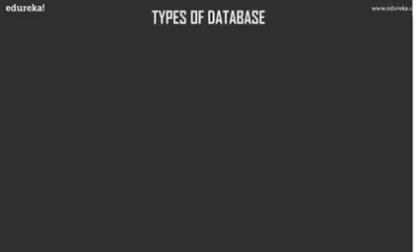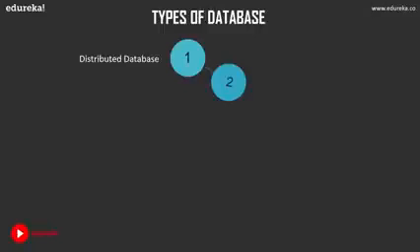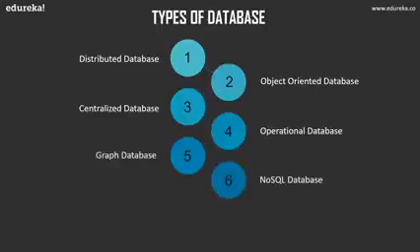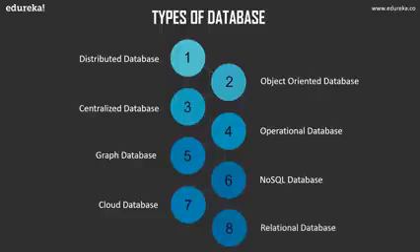Next, I'm going to talk about different types of databases. There are different kinds of databases that are in use today. And these databases are classified based on capabilities, features, functionality, size, and performance. So few of them are distributed database, object-oriented database, centralized database, operational database, graph database, cloud database, NoSQL database, and finally, relational database. Among these databases, the two popular types that are widely used are first one, relational database, and second one, NoSQL database.